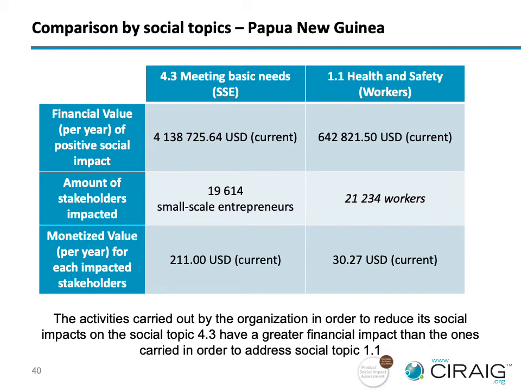In order to put into perspective how the approach can assist a manager in decision making, we have paralleled the two social topics covered in this presentation. In Papua New Guinea, the activities carried out by the organization in order to reduce its social impact on the social topic 4.3, meeting basic needs, have a greater financial impact than the ones carried out in order to address social topic 1.1, health and safety for workers. This indicates that maybe this organization should invest more into meeting basic needs for small-scale entrepreneurs because it has a greater social value overall.